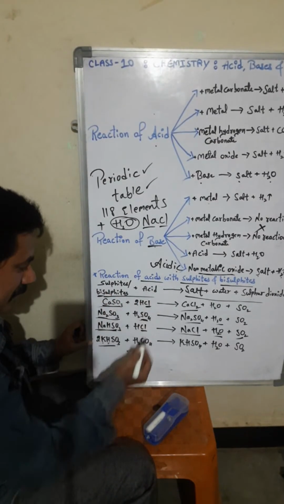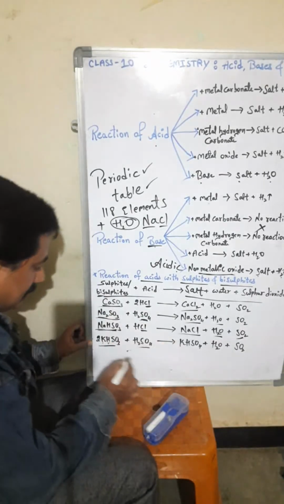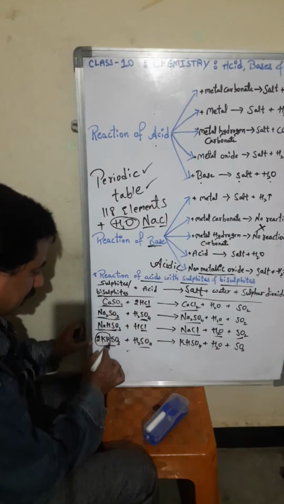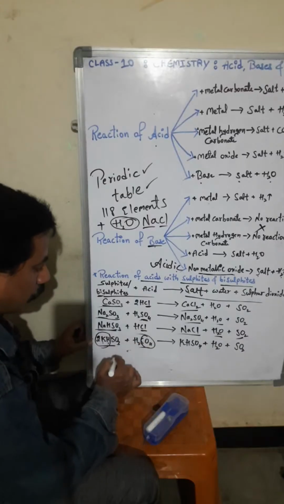When combining with acid, which acid is there, students? Sulfuric acid. So what happens here? This KH is there now. This KH is reacting with this SO4.